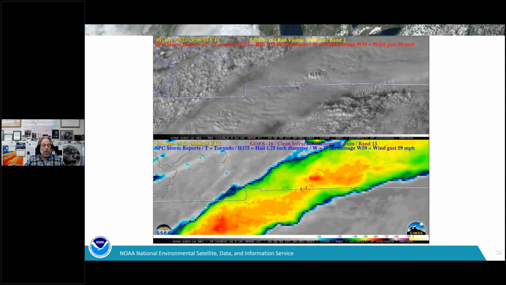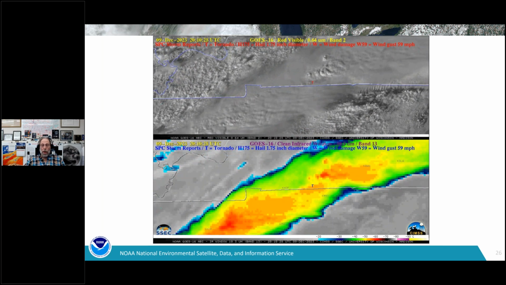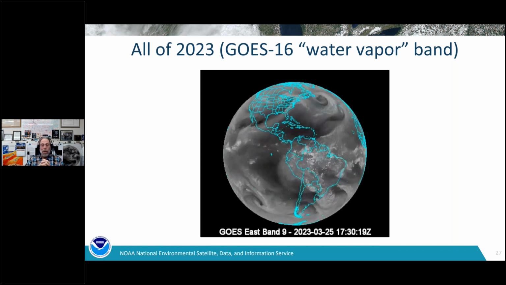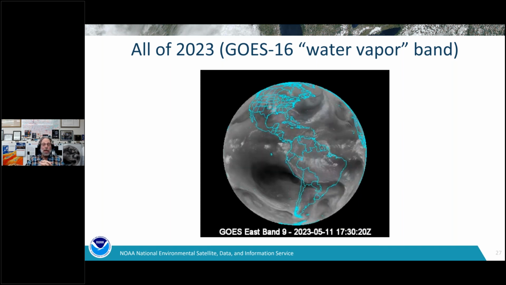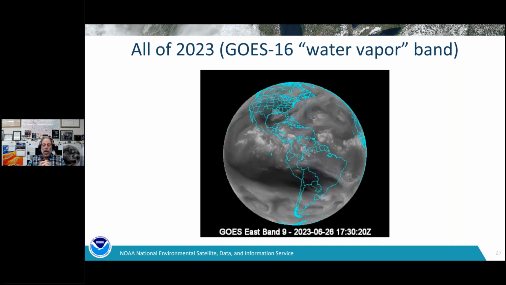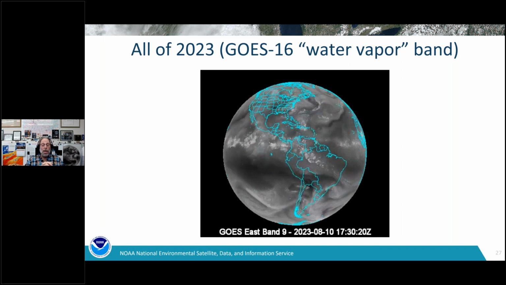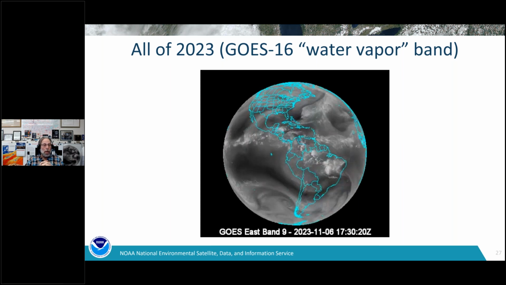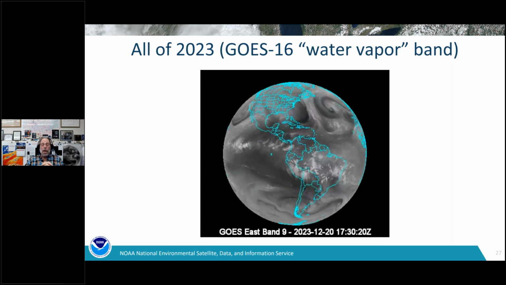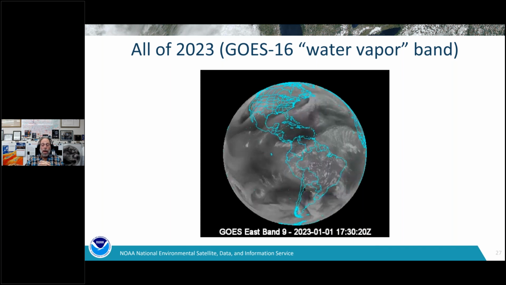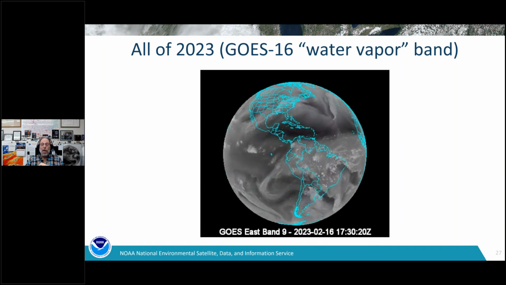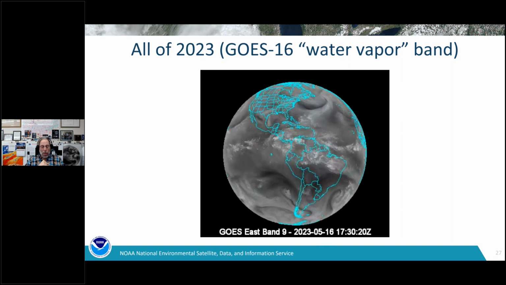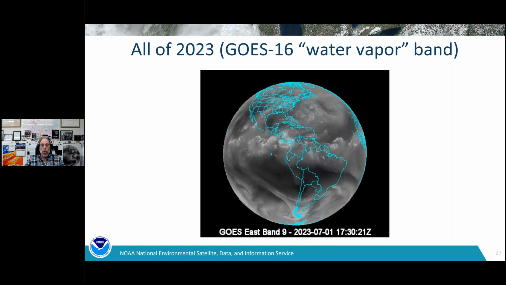So that was December. If I missed your favorite day, here's how we're going to try to cover it. Basically, one image per day, 1730 UTC of one of the water vapor bands on the ABI. So again, one year going by quickly. So that's a little bit of a recap of 2023.